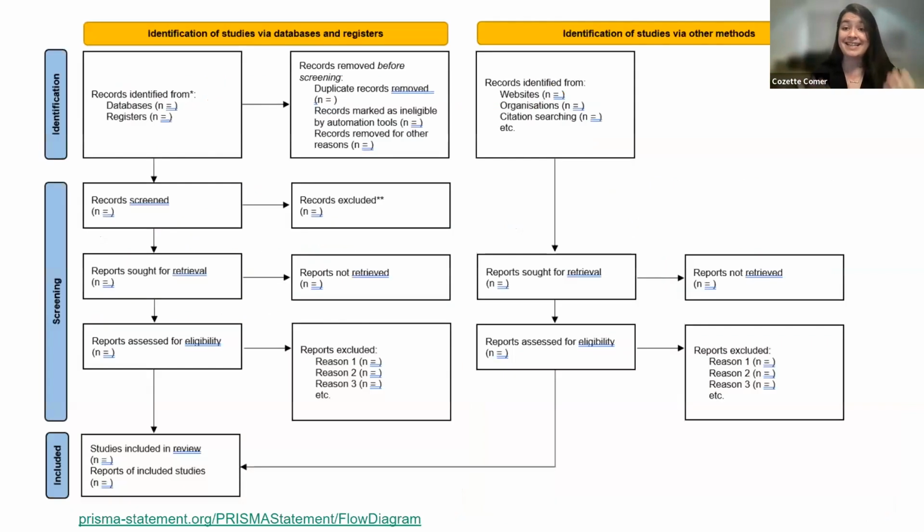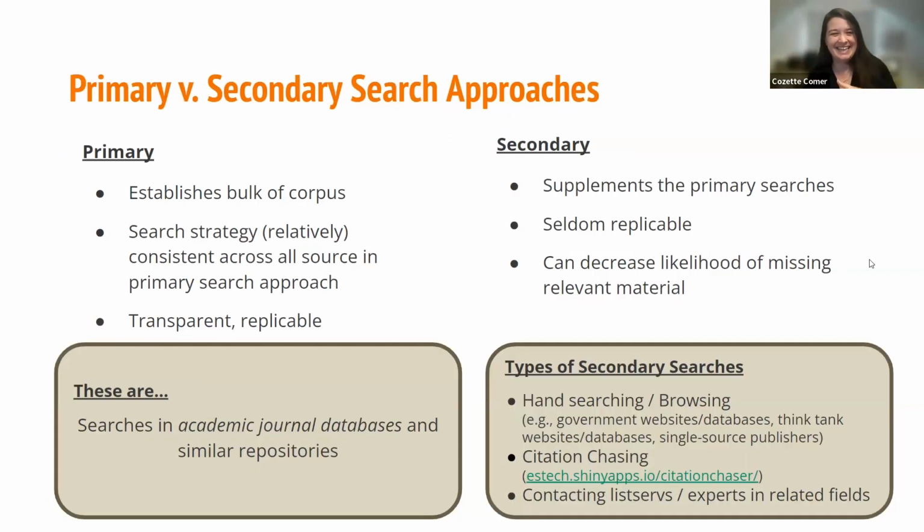You might also think about citation chasing. We're not going to go into detail on that, but if you do want to learn more about that, there are resources in the Campbell Collaboration's guidelines, Cochrane Collaboration's guidelines, and there is a great tool to support your citation chasing linked here. This also might look like reaching out to listservs and experts in the field directly.